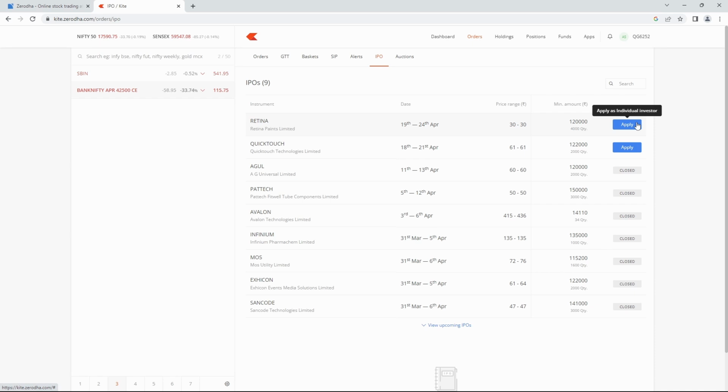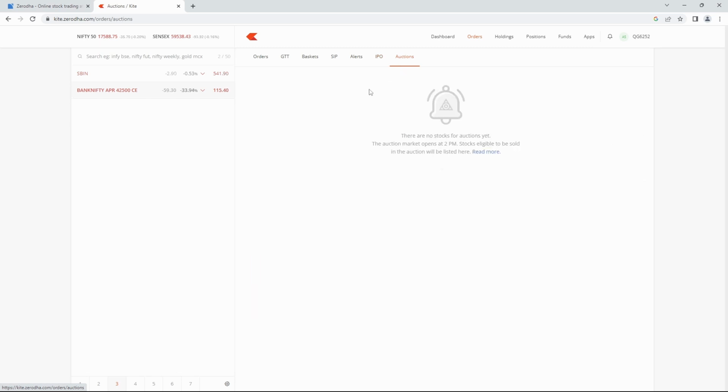You can apply in the IPOs having the minimum amount maintained in your fund section. You can also explore the auction section, where the auction market will be opening after 2 p.m. and all the available auctions will be shown and displayed over here in this window.